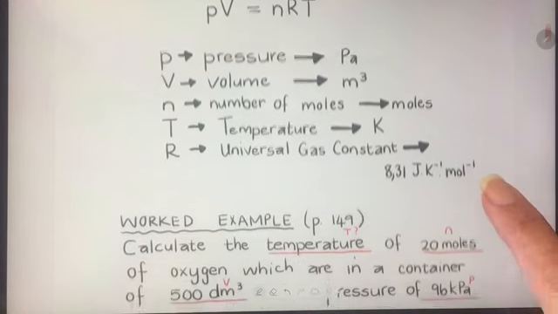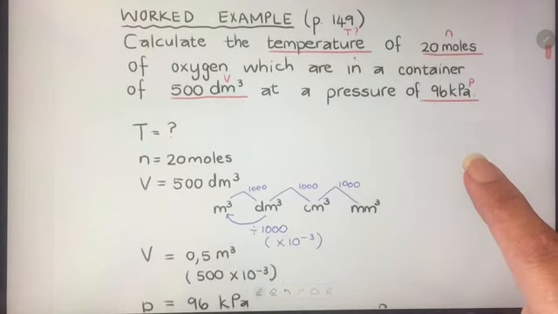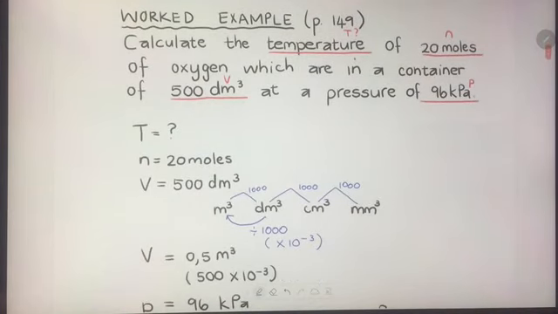Let's take a look at an example, and this example is from your textbook, so you'll find it on page 149. Calculate the temperature of 20 moles of oxygen which are in a container of 500 decimeters cubed at a pressure of 96 kilopascals. So T is what I want to work out. 20 moles I've got in.